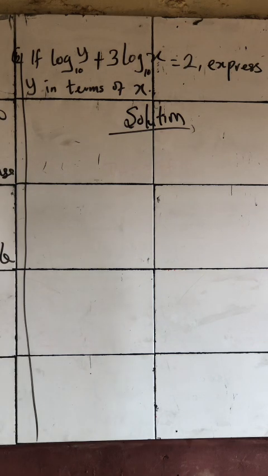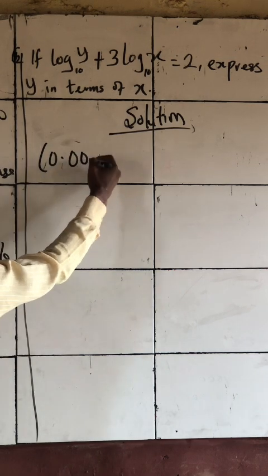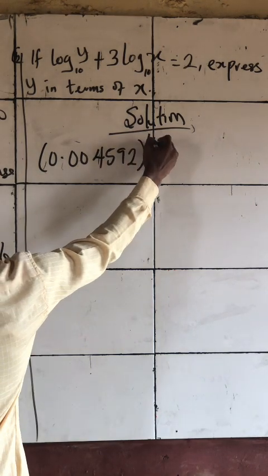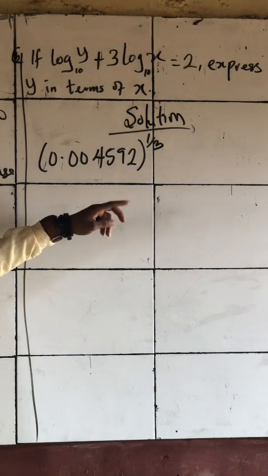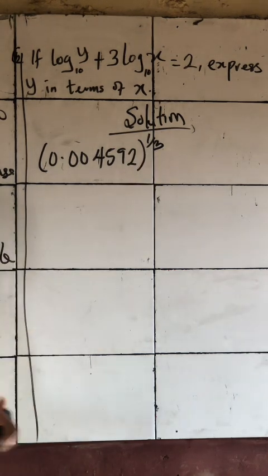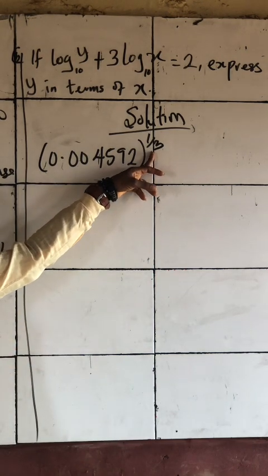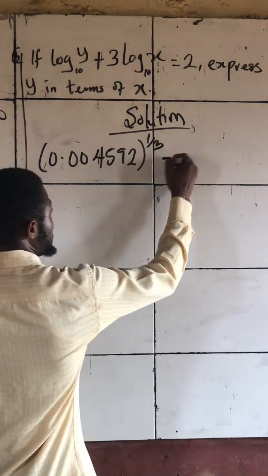So from our question, the question says that with the aid of 4-figure logarithm table, we should solve 0.004592 raised to power 1/3. When you see anything like this, it's the same thing as what? Division. That is, you should divide. This means cube root. This one is still the same thing as this.